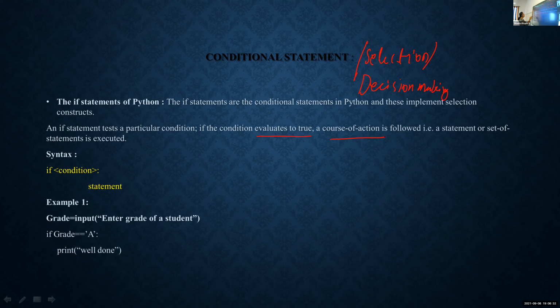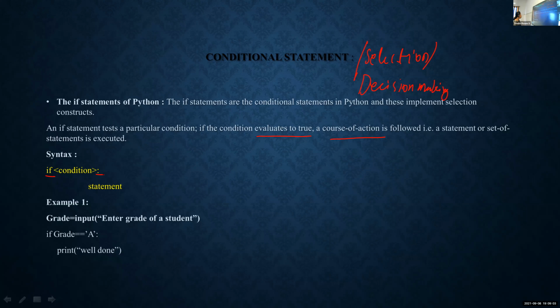So here the syntax is: if, within angle brackets condition, then a colon. This angle bracket is not used for writing the program. It is only needed for syntax representation. The actual thing is if grade equal to A, there is no angle bracket. We need only if, then this colon. But the syntax representation is like this.